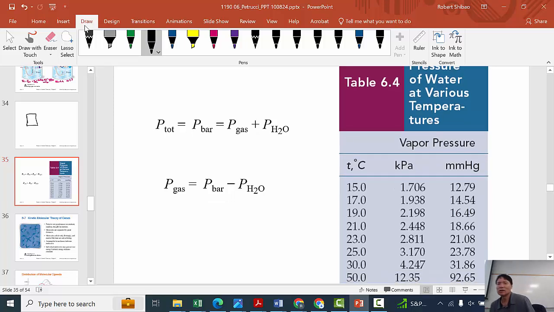So if we treat this as a Dalton's mixture, then what we have here is the vapor pressure of the water. And so the total pressure of the gas is equal to the pressure of the gas plus the pressure of the water vapor. The pressure of the water vapor is constant for a given temperature. So these are all 100% relative humidity. At 25 degrees C, 100% relative humidity means we have 23.78 millimeters of mercury of water vapor. It's called relative humidity because it changes depending on the temperature. At hotter temperatures, it's more humid. At colder temperatures, it's less humid, and that's still 100%.